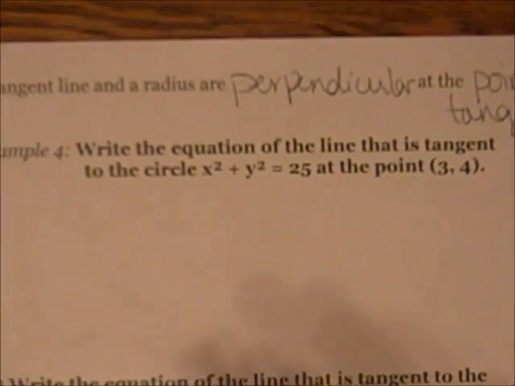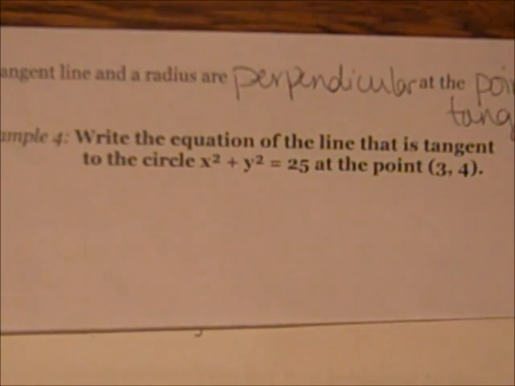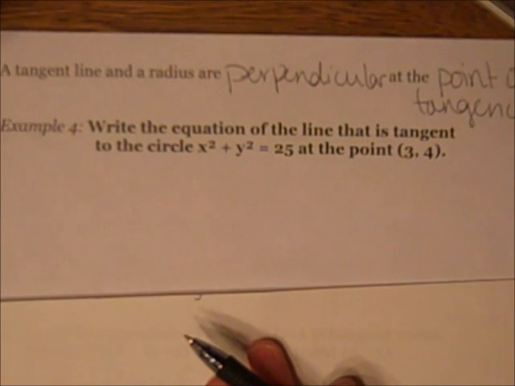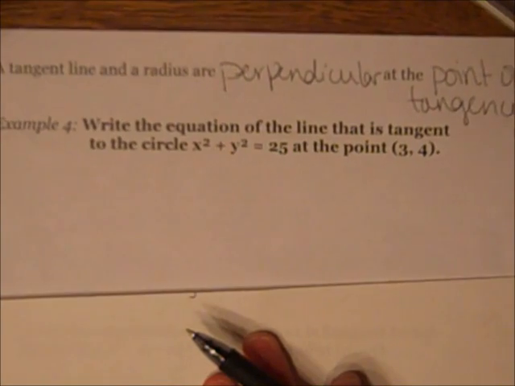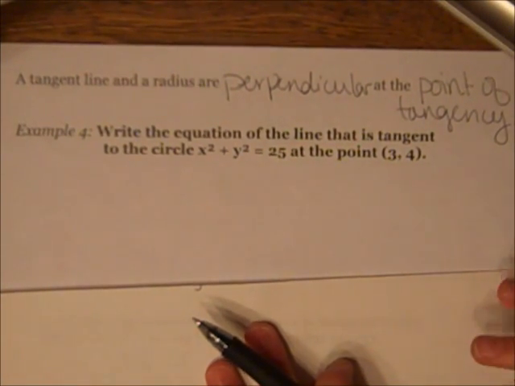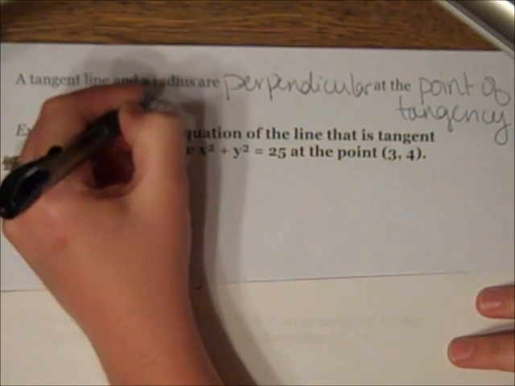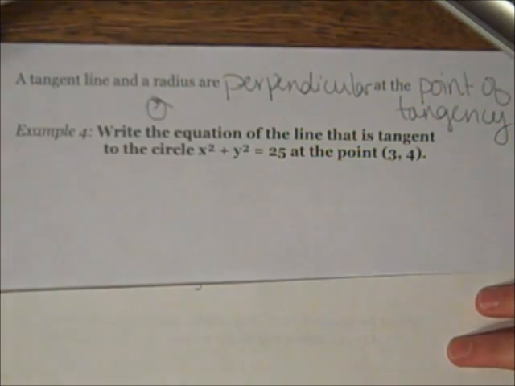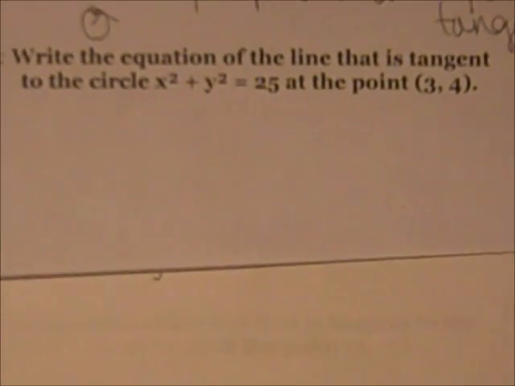Ready? Last page. Okay. A tangent line, we know this from section 1. A tangent line and a radius are perpendicular at the point of tangency. Remember that from like the spaceship problems? A radius and a tangent line are always going to be perpendicular. That is theorem 11.5.1 and theorem 11.5.2. So we're going to use that now with our equations of circles and kind of mix those 2 together.